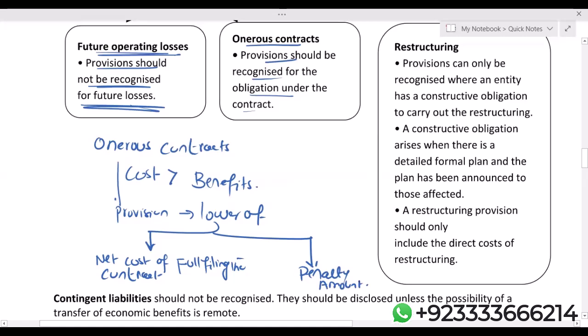For example, let's say your company has taken a premises on rent for 5 years. There's an agreement between the company and the landlord that before the 5 years, you cannot return the property. And if you return the property before the 5 years, there's going to be a breach of contract and you have to pay a penalty of, let's say, $1 million.